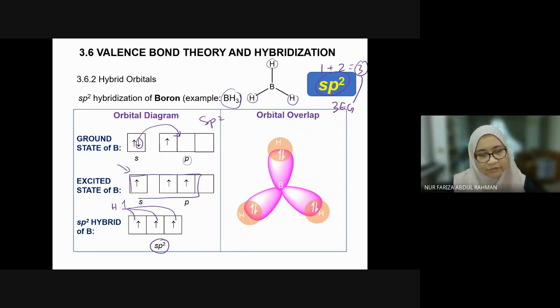So you can imagine, the first bond will be sigma, the second also will be sigma, the third bond will also be sigma. You can imagine it like that. Okay, alright.